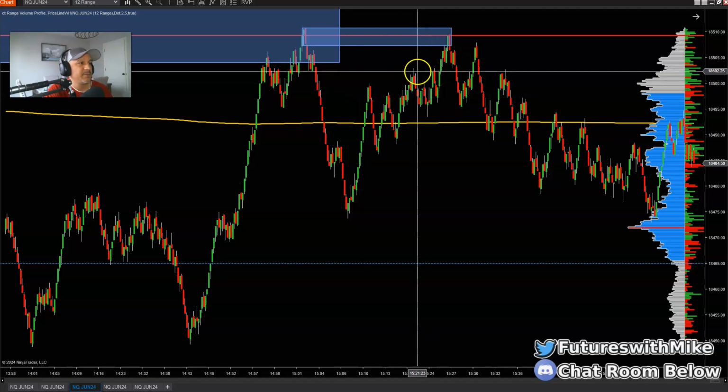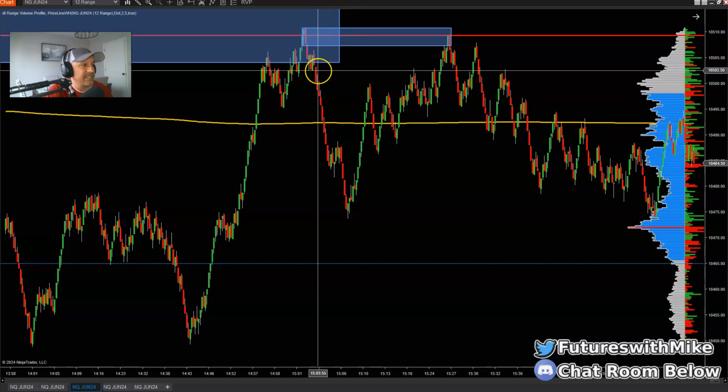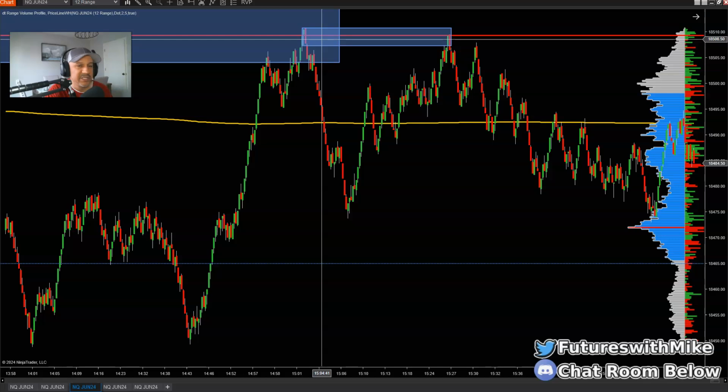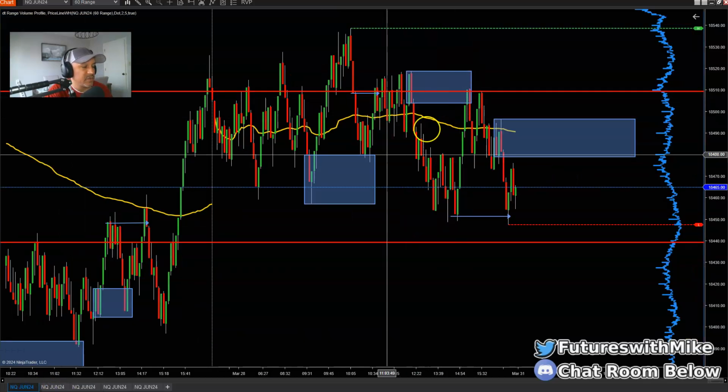Because you have to understand what took place right here. Right here is that this was not the final stopping place for them to really start making their move. It was back up here, because back up here, it tapped back into the 60 range or higher base zone. This was the zone. You see this right here?